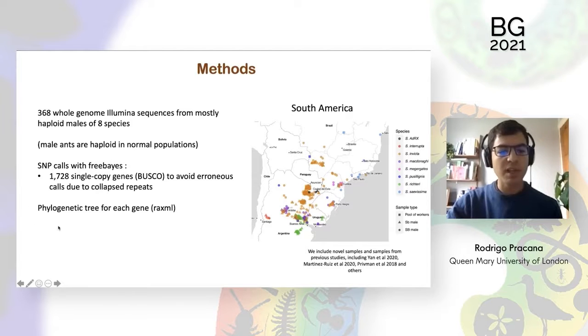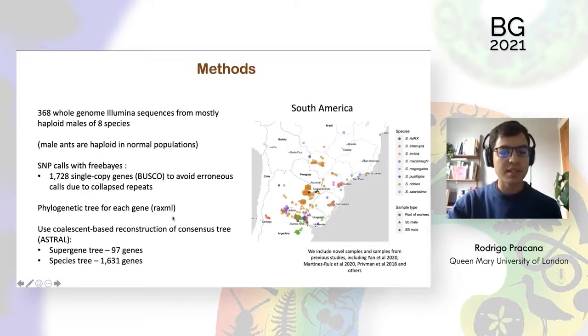For each gene, we made a phylogenetic tree, and then we made 2 consensus trees from these genes. So one tree used the 97 genes that map to the supergene. So this is the supergene tree. And the other tree uses all the other genes that map outside the supergene. So this represents the species tree.